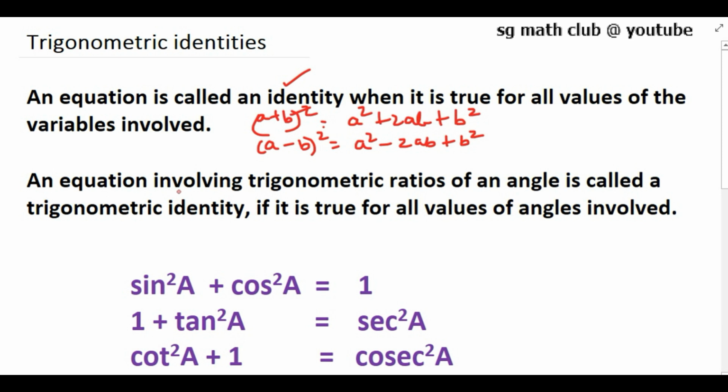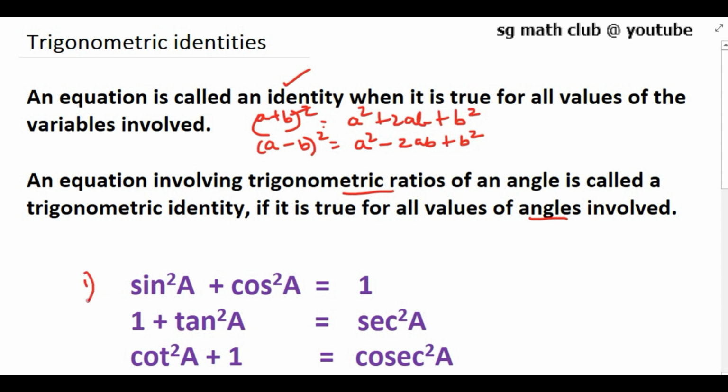Now, in the same way, trigonometry also has identities. So what do you mean by a trigonometric identity? An equation involving trigonometric ratios of an angle is called a trigonometric identity if it is true for all values of the angles involved. Here the variables are angles, and whatever value you substitute for the angle, both sides will be equal.